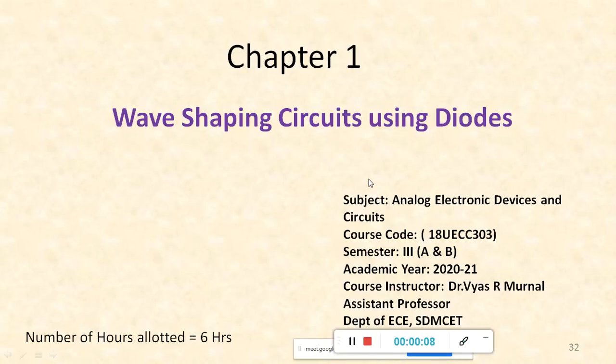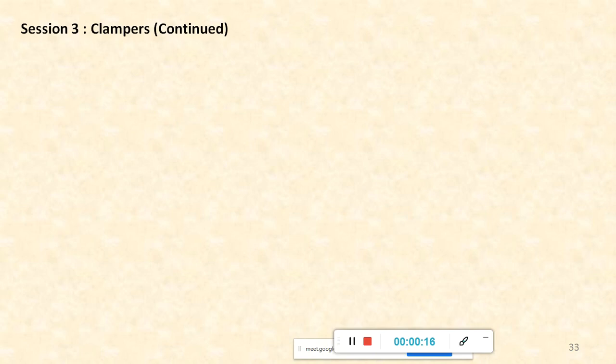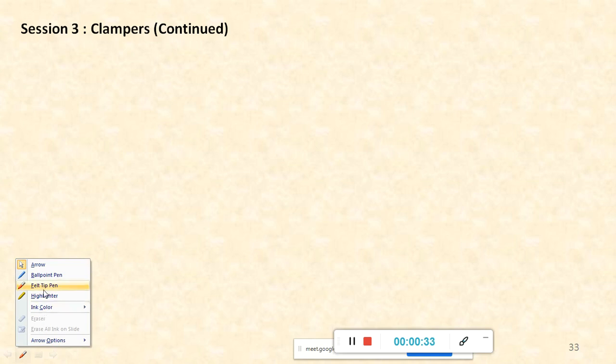All right. So we'll just continue with the clampers today. This will be the last session on clampers. So far we have solved three possible combinations of clampers wherein the position of the diode as well as the battery were just interchanged. So I think we are left with the last one, or the fourth possible combination. So let us try to look at it today.